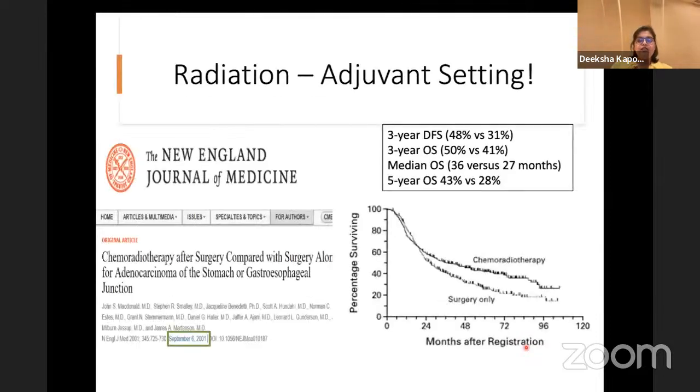Then the question comes, what is the role of radiation? Now, this is the SWOG intergroup 0116 trial by McDonald et al., which, like I said, was the first trial which put the concept of adjuvant therapy in CA stomach on paper. This is a widely quoted and widely cited trial which said that if the patients received chemoradiation in the adjuvant setting, because their observation was that about 70% of patients will develop a local recurrence, there is a benefit in survival. And they did show that the 5-year survival, the median overall survival, the disease-free and the overall survival at 3 years were all better.